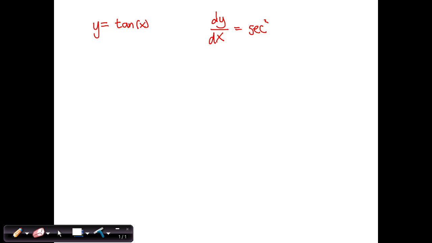And we talked about this one at the end of class last time. We proved this by using quotient rule. It wasn't quite the end of class, about 20 minutes before. So secant squared still of x.